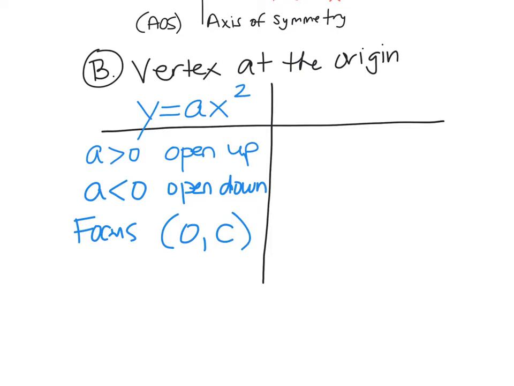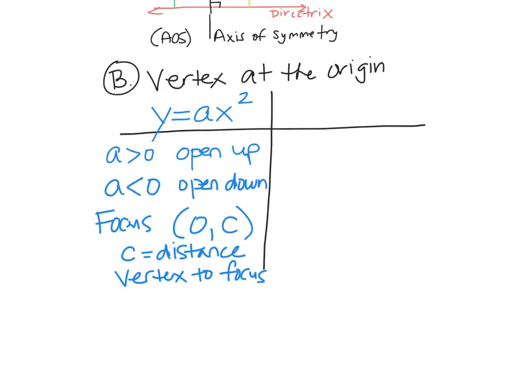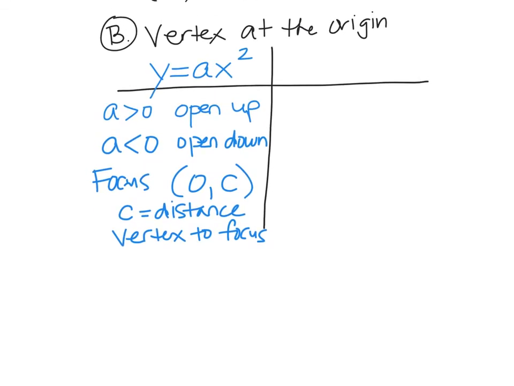Where C is the distance from the vertex to the focus. Okay? C is the distance from the vertex to the focus. And then the directrix line will be a horizontal line. So it will be y equals the opposite of C. Okay? Y equals the opposite of C. What else?